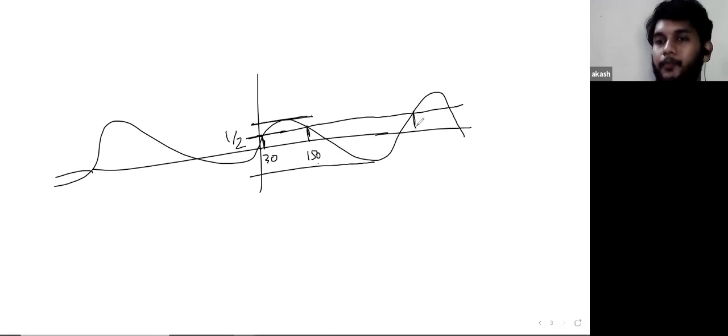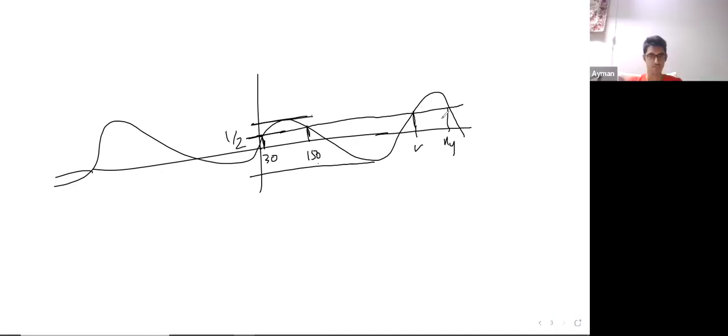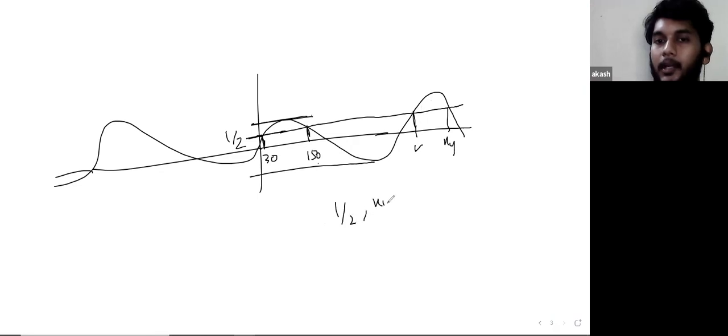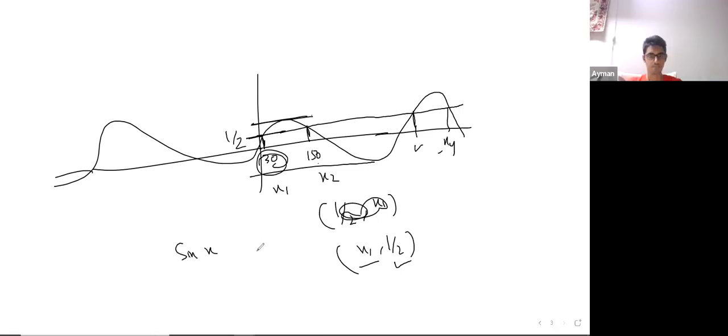Then some value here, sine is half. This is x4, sine is half. For infinite values, sine will be half. This is clear. So if I write half comma x1, this is not wrong. Sorry, x1 comma half, this is not wrong. For 30 degrees, I'm saying this is x1, this is x2, x3, x4. If you put 30 degrees, then you will get half in sin x. This is right.